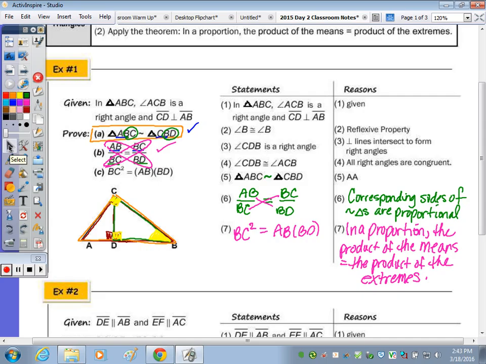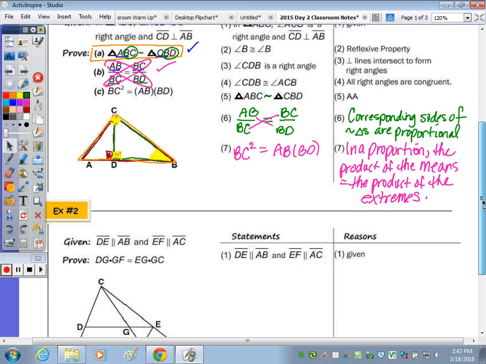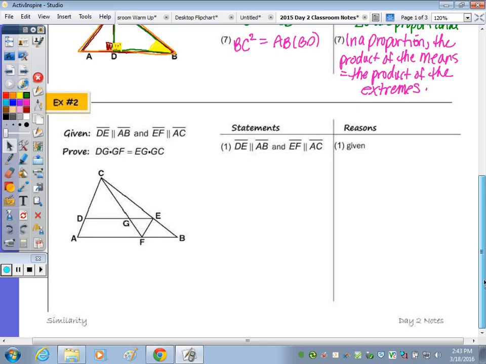So number two, it's given that DE is parallel to AB and EF is parallel to AC. And we need to prove that DG times GF is equal to EG times GC. So if you highlight those segments in the cross product, you can then connect the vertices of those two sides to see the triangles. And from there, I write the proportion that goes with this cross product.